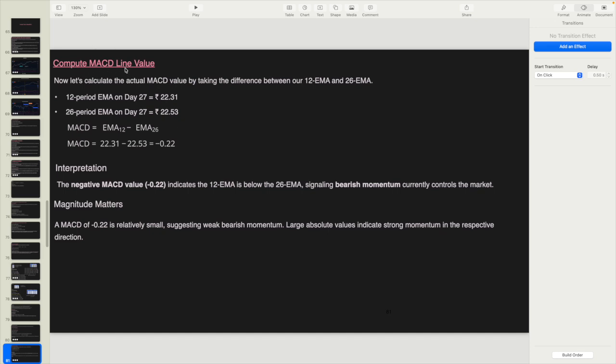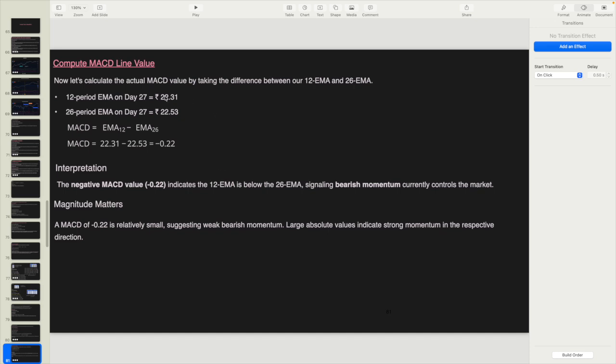Now you compute the MACD line value. Now let us calculate the actual MACD value. How are we calculating? It is the difference between the 12 EMA and the 26 EMA. The 12 period EMA on day 27 is 22.31 and the 26 period EMA on day 27 is 22.53. So MACD is equal to the exponential moving average on 12th minus the exponential moving average on 26th, which is minus 0.22.